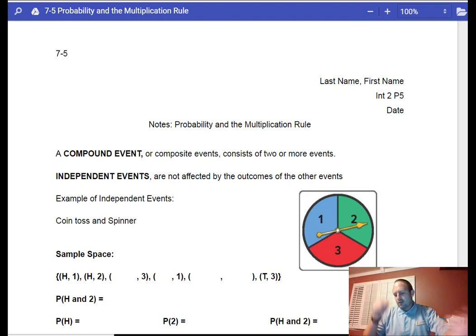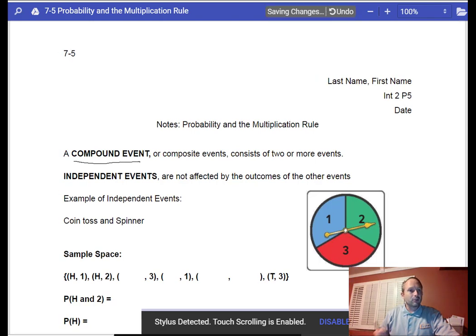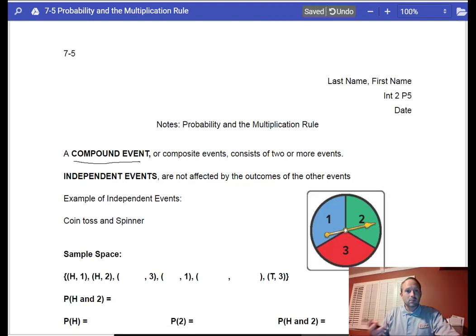So we've been talking about probability of one event happening. Well, what if we have more than one event? This is what we call a compound event. A compound event is when you roll the die once, what's the probability of getting a 4? And then you roll it again, what's the probability of getting another 4? That'd be 2 or more events right there. So that is a compound event.